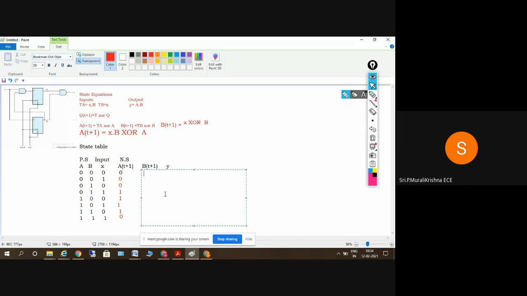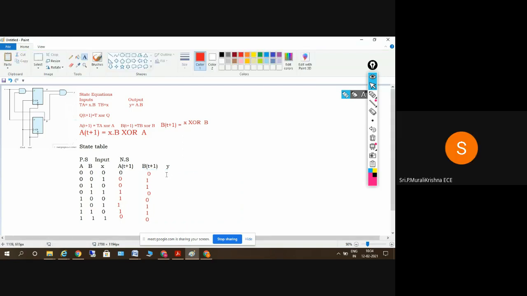Okay, so b of t plus 1: 0 XOR of 0 is 0. 0 XOR of 1 is 1. So 1 XOR of 0 is 1. So 1 XOR of 0 is a 0. So 0 XOR of 0 is a 0. 0 XOR of 1 is a 1. So 1 XOR of 0 is a 1. And 1 XOR of 1 is a 0. Okay, so this is the value of b here.